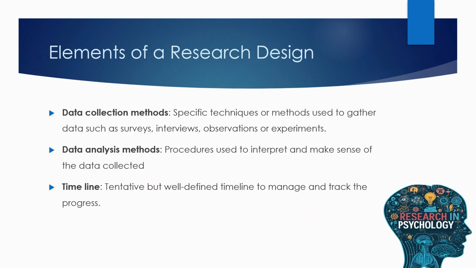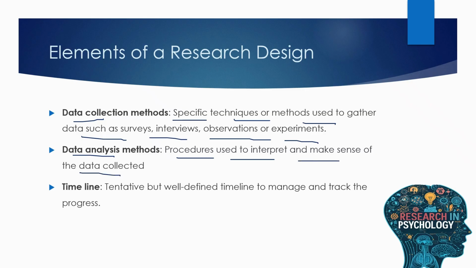Then the next element we have is data collection methods. These are specific techniques or methods used to gather data such as surveys, interviews, observations or experiments. Then we have the data analysis methods. So if this was the method on how to collect the data, this is how to analyze the data. These are the procedures used to interpret and make sense of the data collected. All right. So these are basically the statistical techniques that would be used to analyze the data that has been obtained. And how did we collect the data? Using different methods such as surveys, interviews, observations, or experiments.